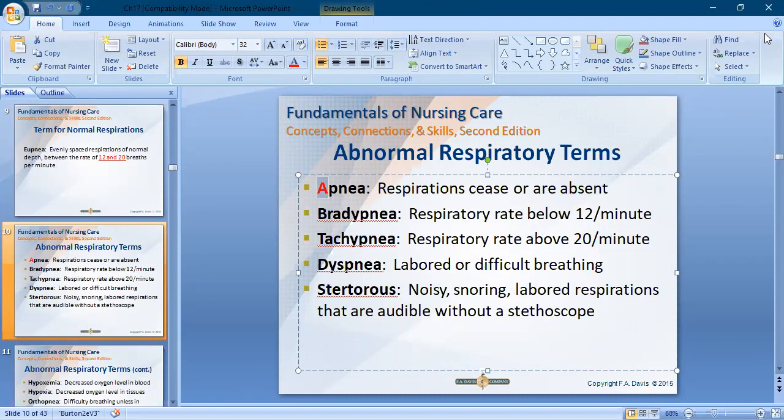Same thing, bradypnea, tachypnea. Keep in mind, bradycardia means heart rate less, tachycardia means heart rate more, but tachypnea means respiratory rate. Don't miss it: bradypnea, bradycardia; tachypnea, tachycardia. It is different. Bradypnea means respiratory rate below 12 per minute, and tachypnea means respiratory rate above 20 per minute.